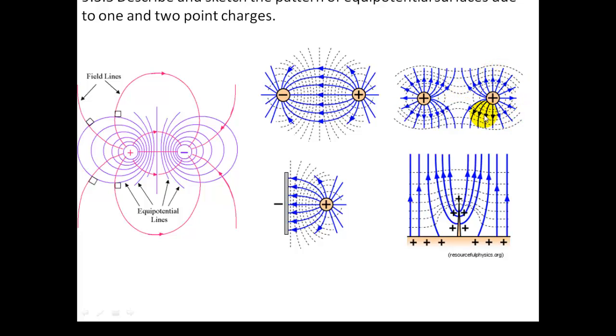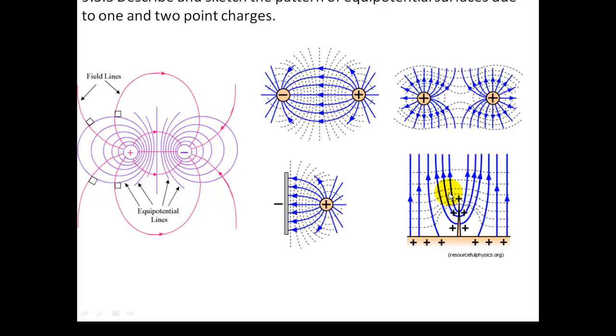Here's another example. This is a negative plate with a positive point charge. The field lines will go from positive to negative, but the equipotentials will always be at 90 degrees to the lines of force. And here we have another thing. Now this is positive. The interesting thing here is that because we have a point, the electric field strength here is very strong. The lines of equipotential are very close together. So there's a very strong electric field at the point of a needle, for example, if it's charged.